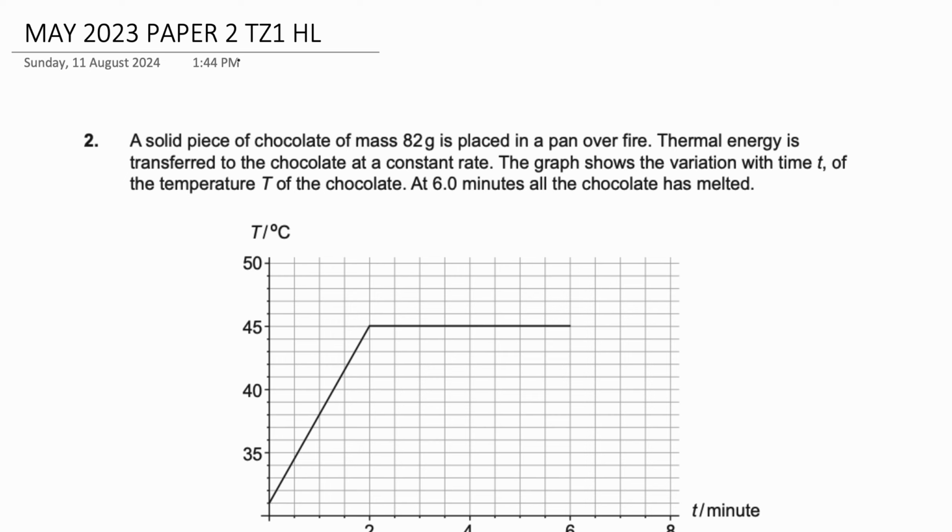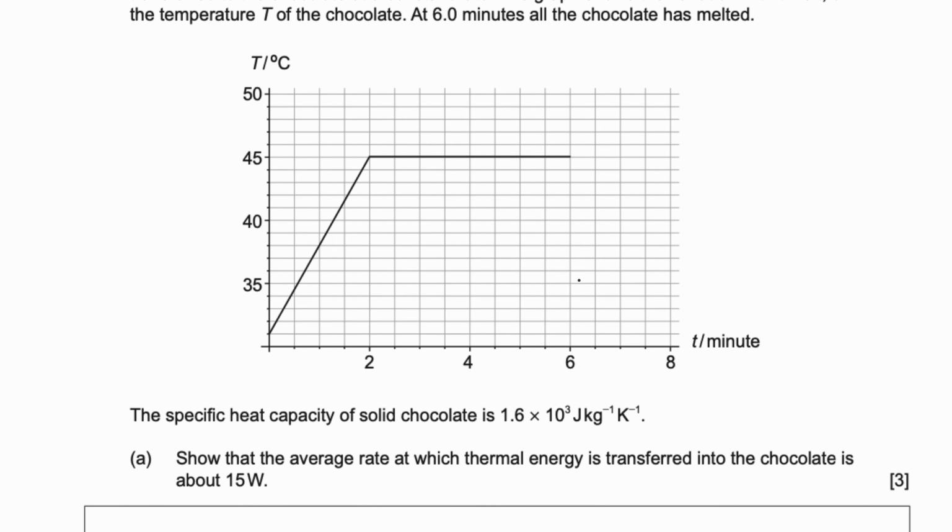Let's get started. A solid piece of chocolate of mass 82 grams is placed in a pan over fire. Thermal energy is transferred to the chocolate at a constant rate. The graph shows the variation with time t of the temperature T of the chocolate. At 6 minutes, all the chocolate has melted. So here's a graph that illustrates this scenario. The specific heat capacity of chocolate is 1.6 × 10^3 joules per kilogram per Kelvin.